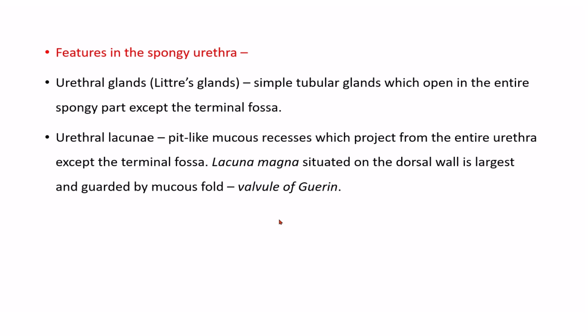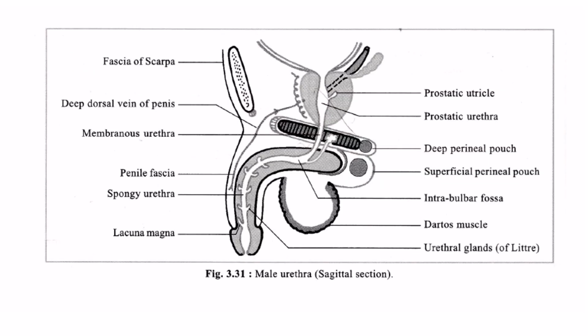One lacuna, known as the lacuna magna, you can see here. This is the lacuna magna, larger than the rest and situated on the dorsal wall of the commencement of the terminal fossa or navicular fossa. It is guarded by a mucous fold known as the valve of Guerin.